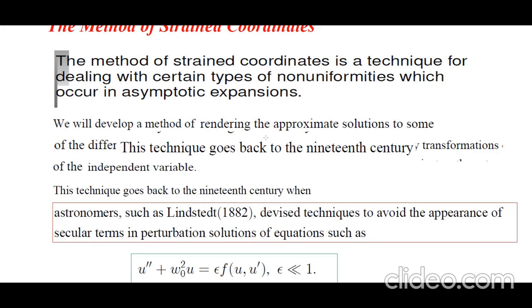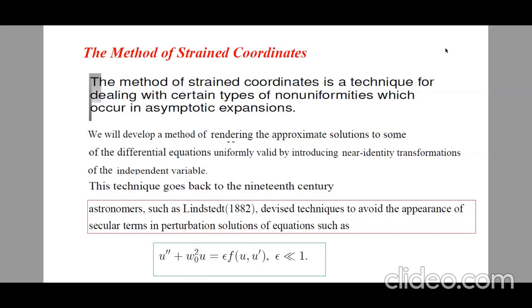This technique goes back to the 19th century. It was developed by Lindstedt, an astronomer, in 1882, and he wanted to avoid the appearance of secular terms in the perturbation solution of an equation such as the second order ordinary differential equation u double prime plus omega naught square u is equal to epsilon f of u, u prime, where epsilon is small.